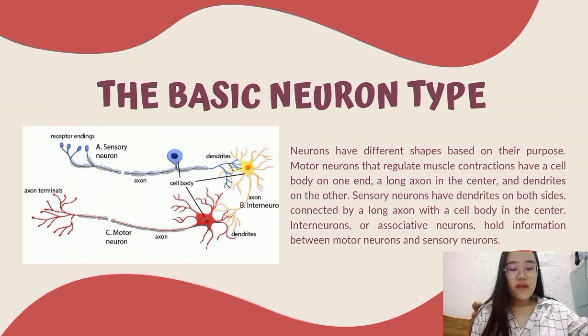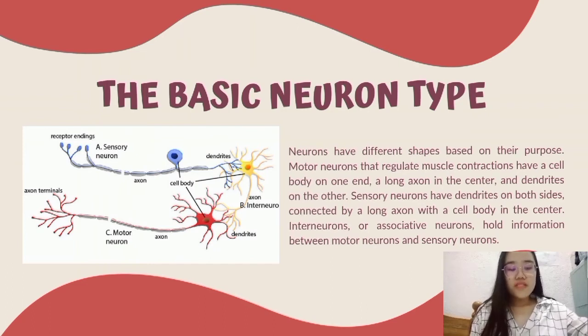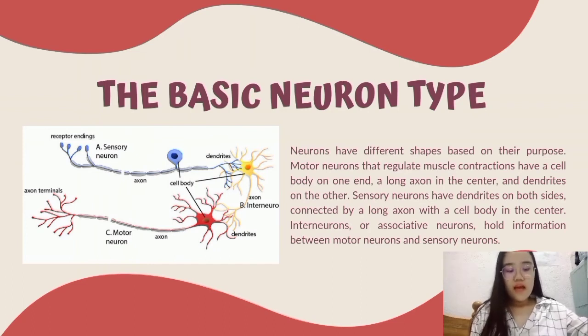Motor neurons that regulate muscle contractions have a cell body on one end, a long axon in the center, and dendrites on the other. Sensory neurons have dendrites on both sides, connected by a long axon with a cell body in the center. Interneurons or associative neurons hold information between motor neurons and sensory neurons.